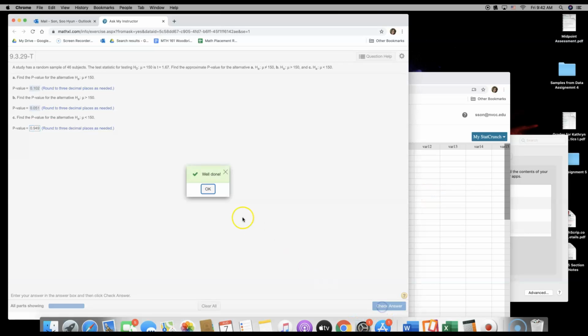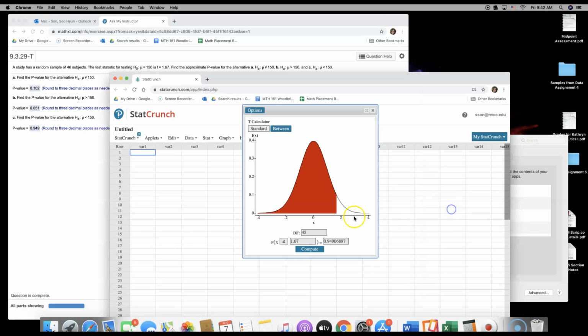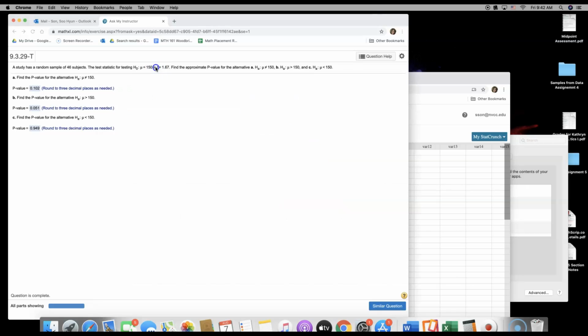So the idea was to use the T calculator to find the probability, either the right tail, left tail, or two tail. Once you are given the T test statistic, you just have to enter that and the degrees of freedom and change the symbol. So definitely try the similar question and let me know if you have any other questions, okay?